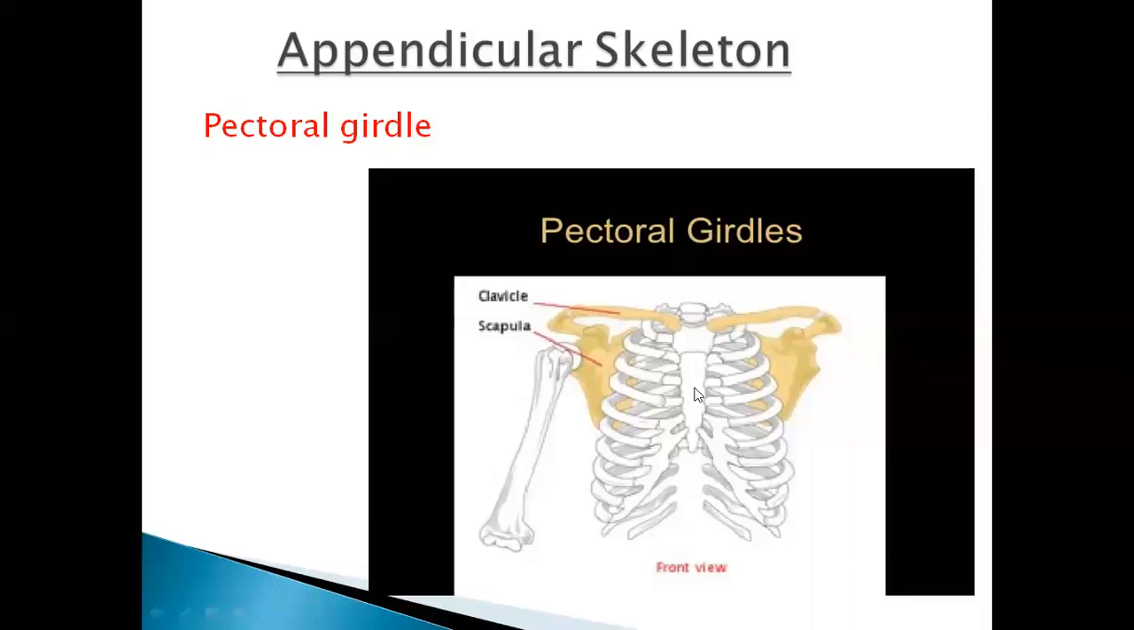Here, this is a central part. The other end articulates with the scapula. You can see the one end is attached with this sternum, and the second end is attached here with this scapula, which is the shoulder bone. Here only these two bones of the pectoral girdle are present.